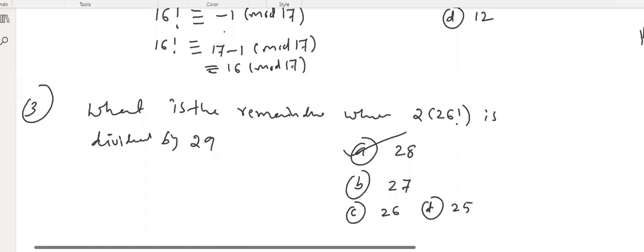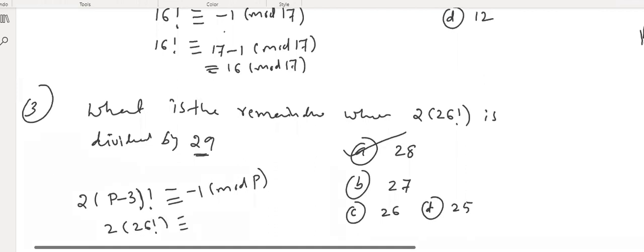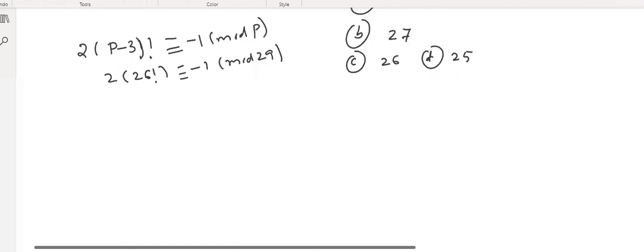Because of, we can use the formula. ఇక్కడ p ఎంత ఉంది, 29 ఉంది, ఇక్కడ 26 ఉంది. అంటే -3 చేయాల్సింది. కాబట్టి 2 times of (p-3) factorial is congruent to -1 modulo p. Yeah, you can apply p is equal to 29. 2 times of (29 minus 3), 26 factorial, congruent to -1 modulo 29 అండి. So -a is also equal to n minus a, so that is also equal to 28 modulo 29. Right, the remainder is 28.